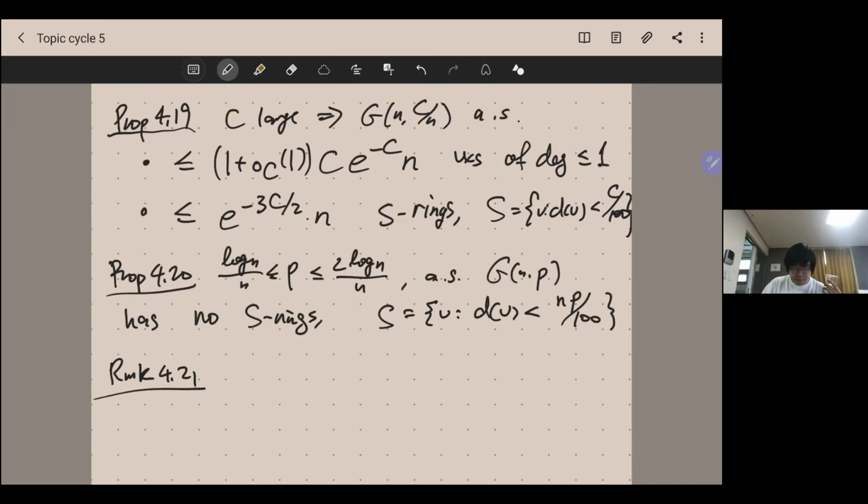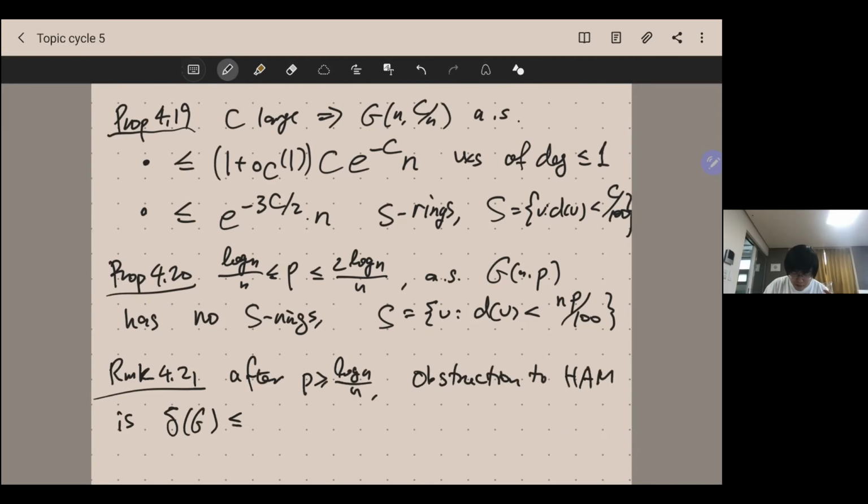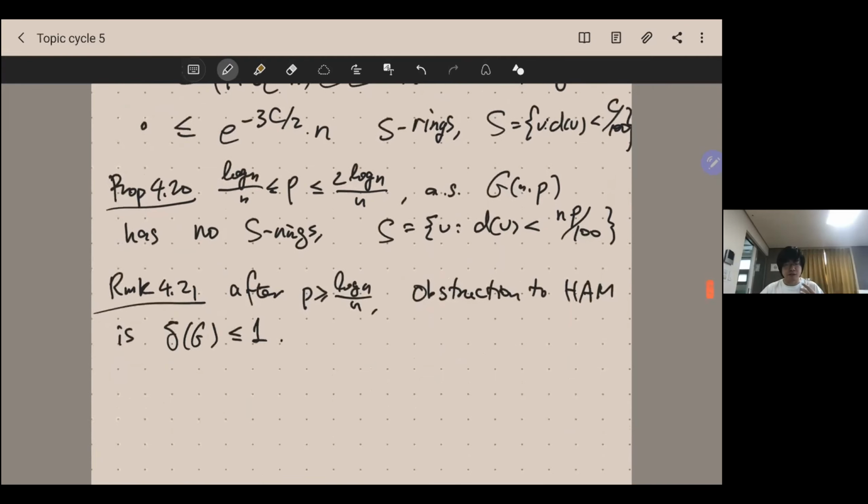So the only obstruction is vertices of degree at most 1. A remark here is that, exactly as I said, after p bigger than log n over n, the obstruction to Hamiltonicity is that the minimum degree is at most 1. We have vertices of degree at most 1. In fact, which we will not prove here, Bollobás proved a hitting time result.